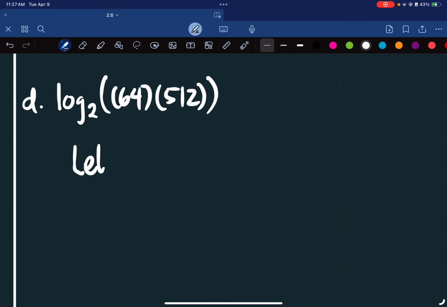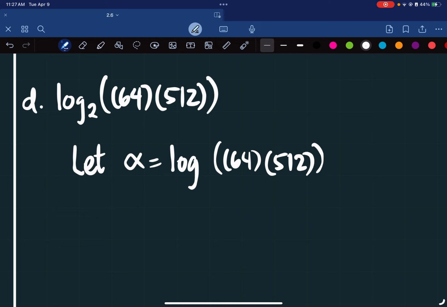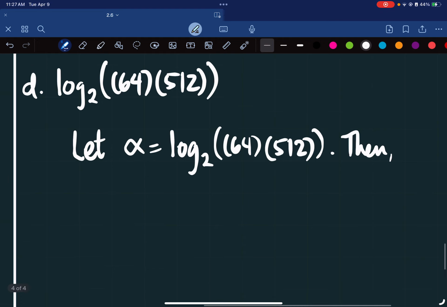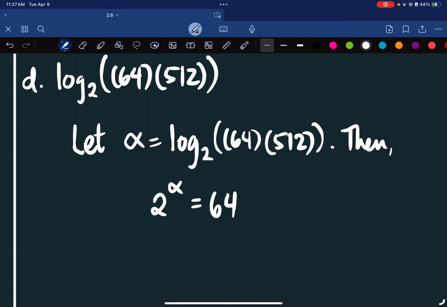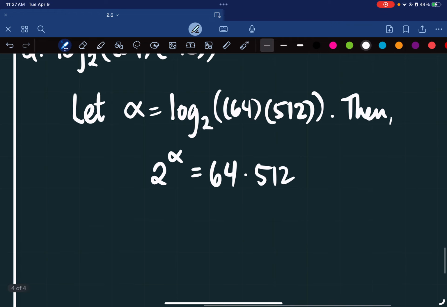So same thing as we have been doing a while ago. We can let's see, I want to use alpha this time. Let alpha be equal to log of 64 times 512 base 2. Then let's convert this into exponential form. This one would be the base, this one would be the exponent, and this one would be the number at the right hand side. So we have 2 raised to alpha equals 64 times 512.